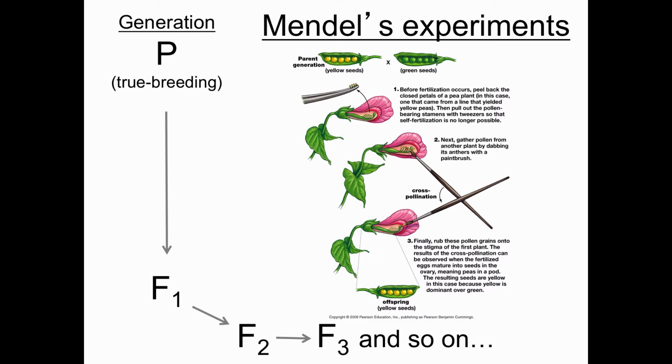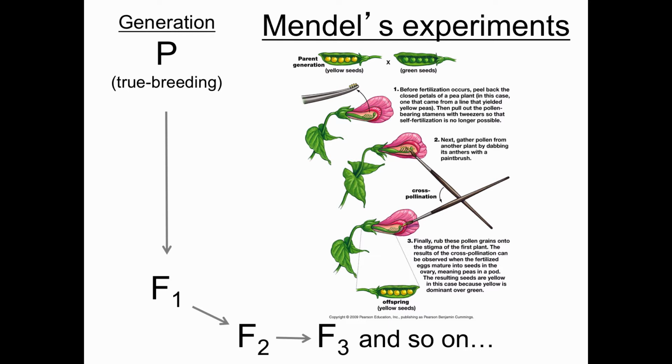He did this also with flowers, and we'll look at flowers in a minute. We'll have another one with flowers. He did purple flowers and white flowers, and I'll show you that. So he was looking at flowers, he was looking at seeds. You focus on your trait of interest, and in this particular slide, the trait of interest is the seeds.